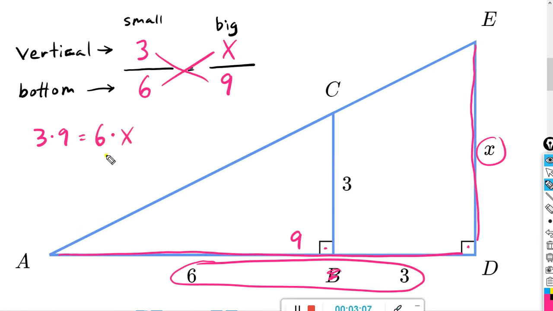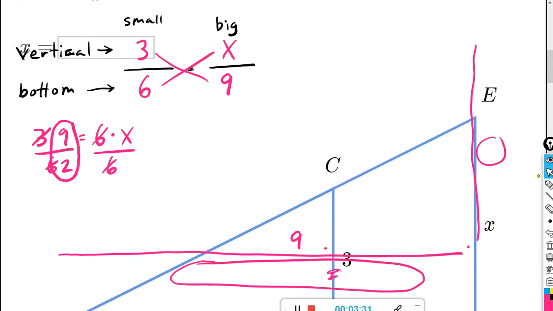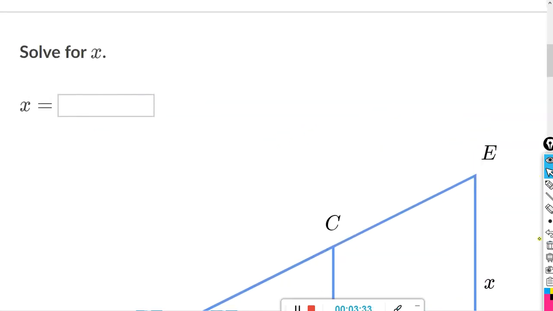Solving for x, the opposite of times 6 is divided by 6. 6 over 6 cancels. And let me see. 3 divided by 3 is 1. 6 divided by 3 is 2. And we're left with 9 halves. So x is just 9 over 2. Or you can write 4.5, either one. So click inside the box and type 9/2.